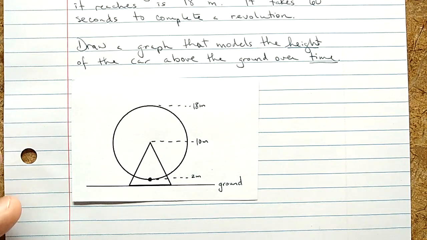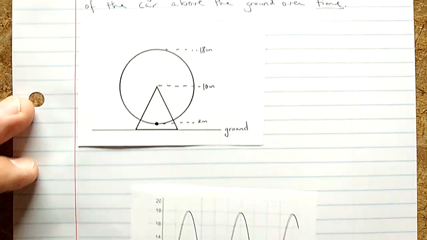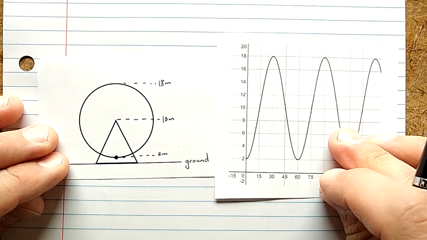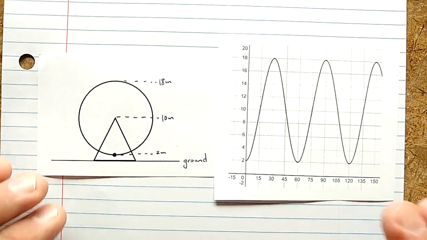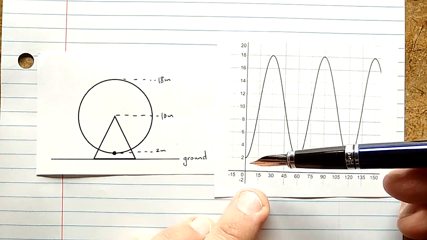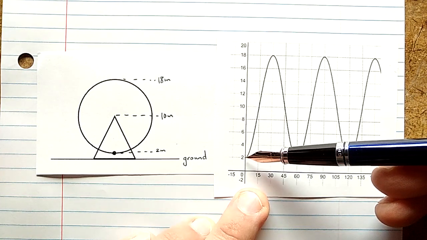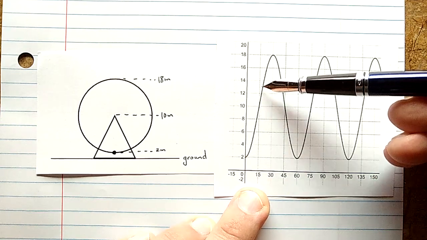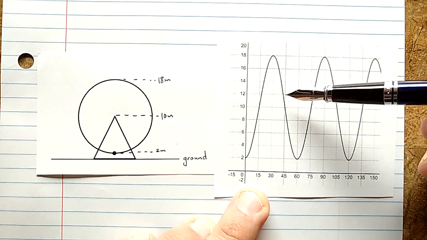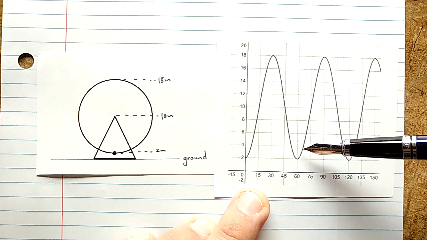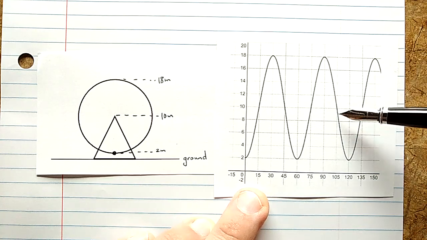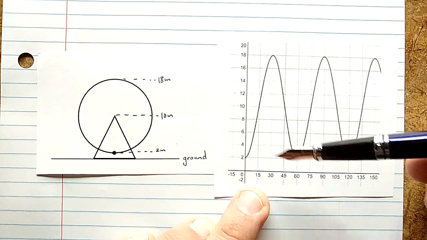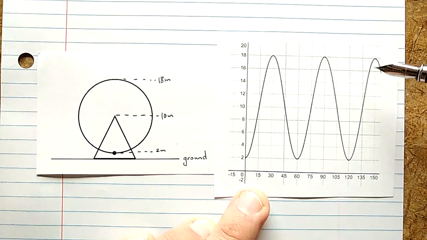I'm going to show you a graph now of what this will look like. See if I can get these both on the screen at the same time. Here at the bottom, that's where the car starts, and it slowly gains altitude. There's the 10, that's halfway, and then 18 at the top before it comes back down to the bottom again. And then it returns to the top and to the bottom. This pattern will continue as long as the wheel keeps turning. And so this is a periodic function. You'll go through exactly the same pattern over and over again.